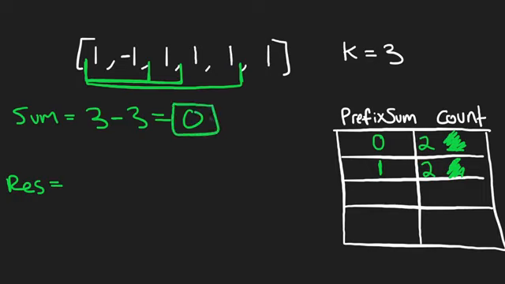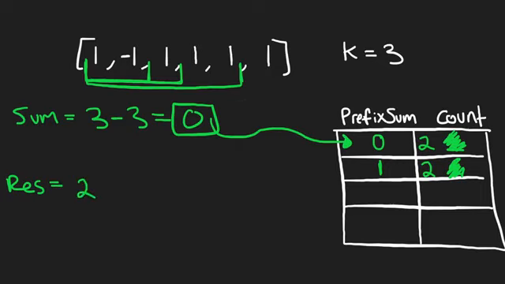Do we have a prefix sum of 0? Finally, we do. So what are we going to do? We're going to take the count, the number of prefixes that we had that summed to 0 and say, okay, there's 2 different ways that we can create a subarray of k. So we're going to take our result, which is initially 0, increment it by 2.